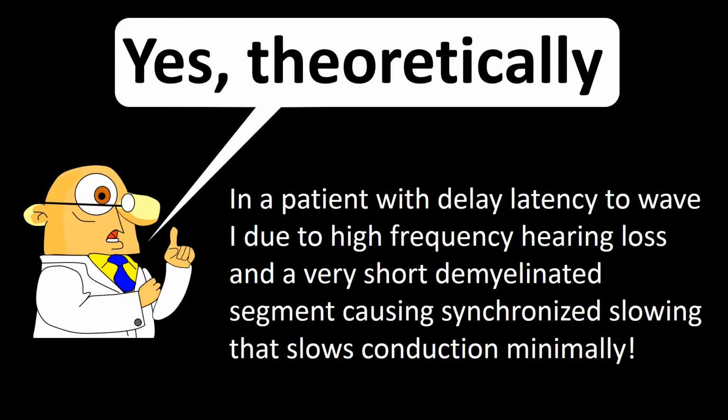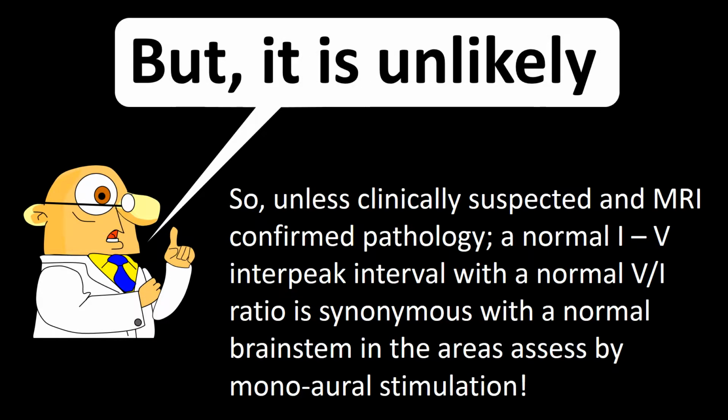In addition, there must be no significant axonal injury in the auditory pathway in order for there not to be a wave 5 amplitude reduction. So, unless clinically suspected and MRI confirmed pathology is present, a normal 1 to 5 interpeak interval with a normal 5 to 1 ratio is synonymous with a normal brainstem conduction in the auditory pathways.